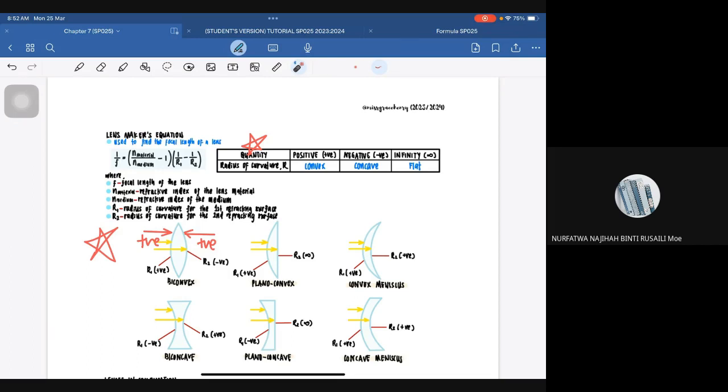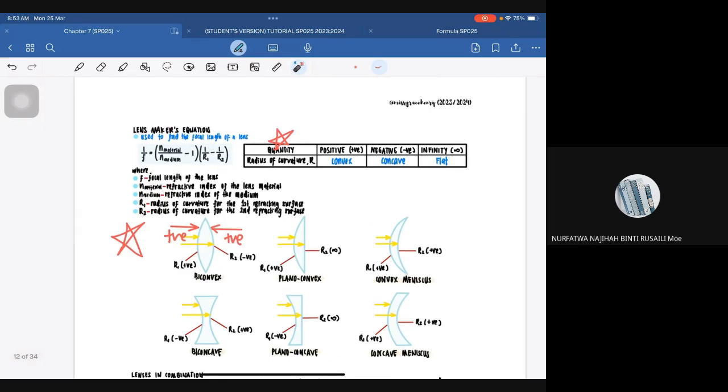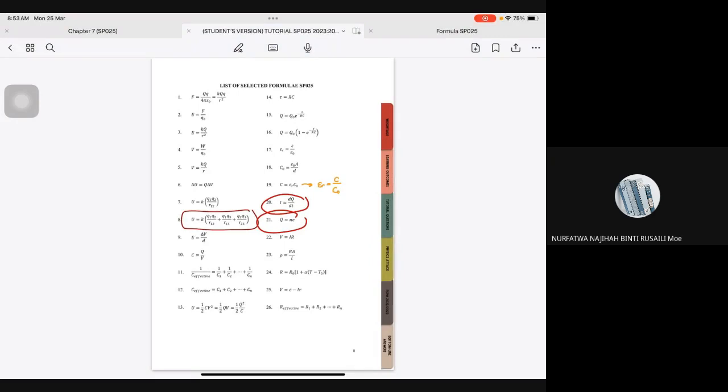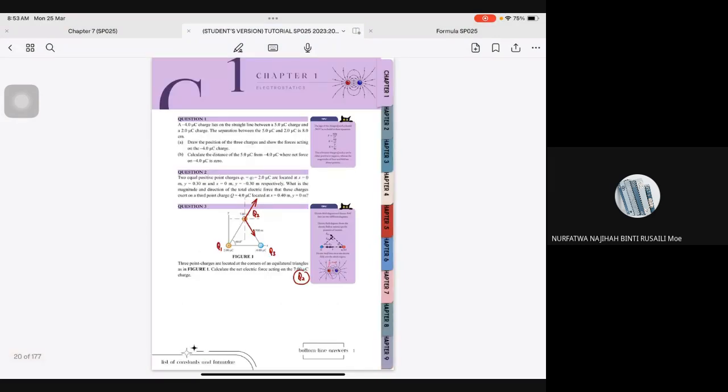Okay, so make sure kamu ingat formula and sign convention tu lah. Sign convention sangatlah penting. Okay, untuk 7.1, 2 and 3, soalan dia senang, cuma kamu kena hafal sign convention. Alright, so kita buat satu soalan sebelum kita habiskan kelas for today. Chapter 7.